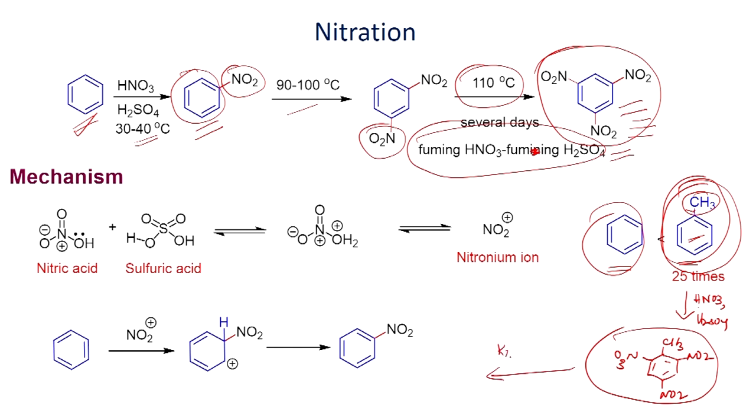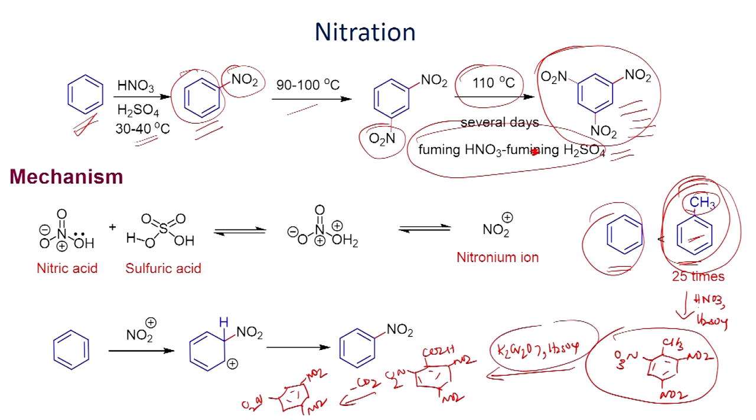Once you form this, you can oxidize the methyl group into a carboxylic acid using K2Cr2O7 in acidic medium. When you oxidize, you convert it into the corresponding carboxylic acid. When you heat this compound, you lose carbon dioxide and you will be able to get trinitrobenzene as a product. So this is one of the common methods we use if you want to make trinitrobenzene, and you can carry it out under milder conditions. Once you form this trinitrotoluene, you oxidize the methyl group into a carboxylic acid, and when you heat it, it undergoes decarboxylation to give trinitrobenzene as a product.